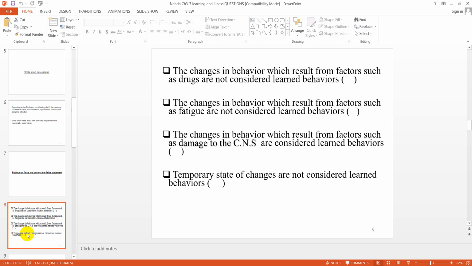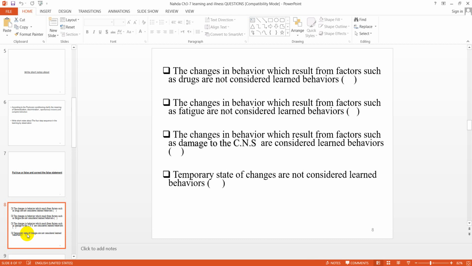Number two, the changes in behavior which result from factors such as fatigue are not considered learned behaviors.